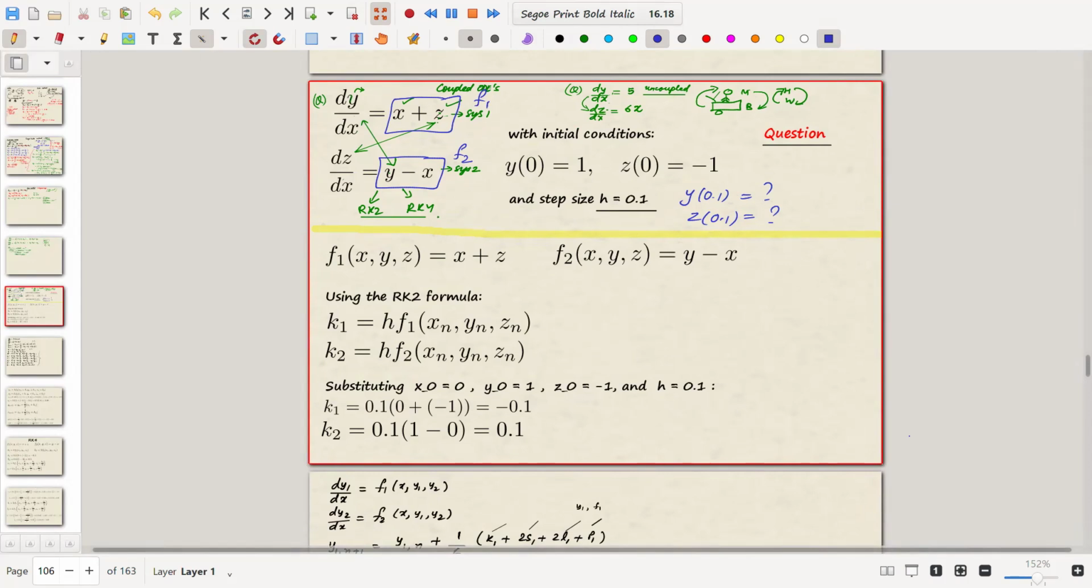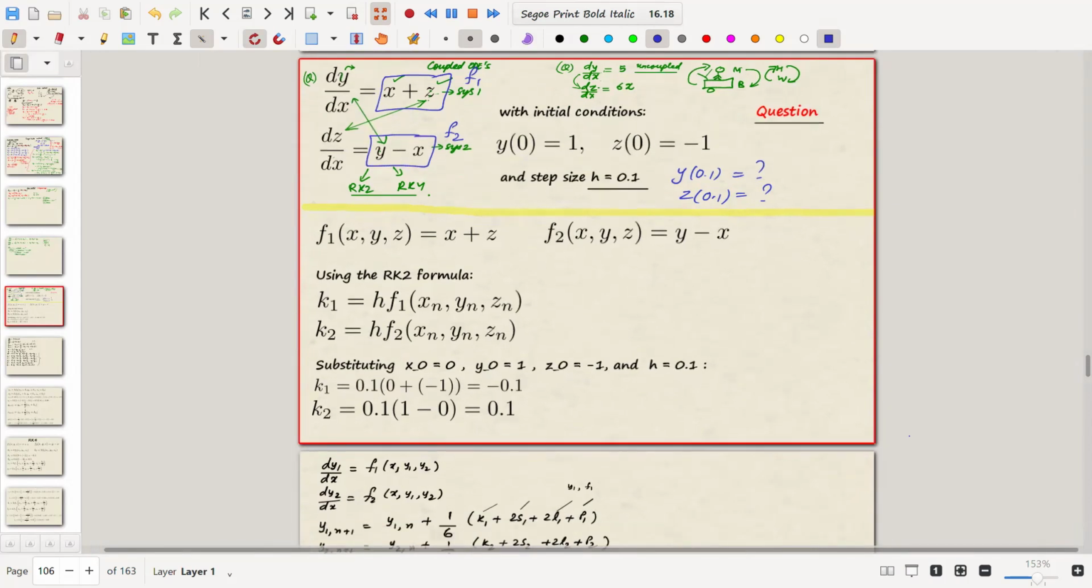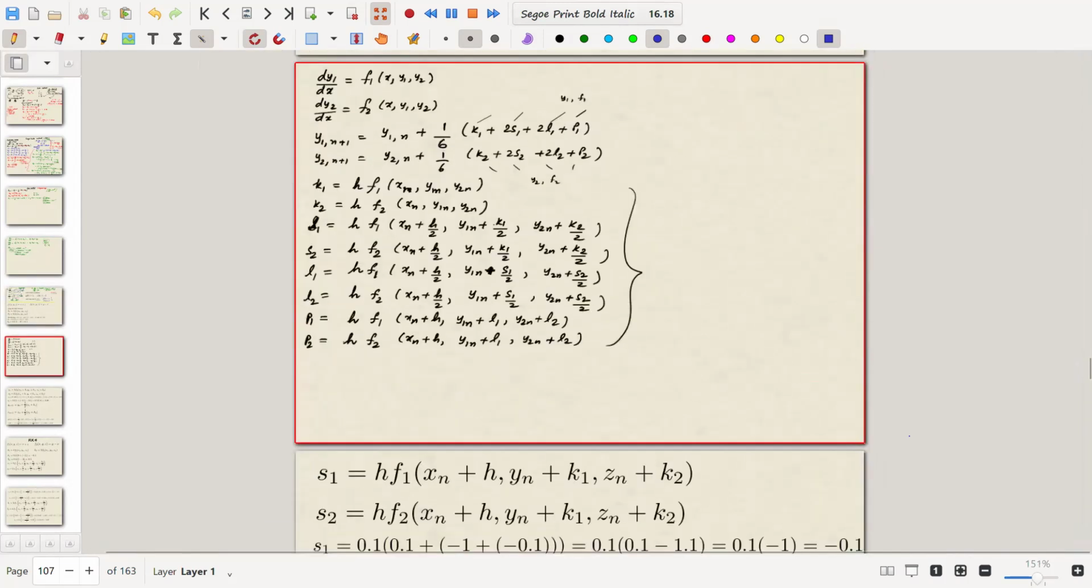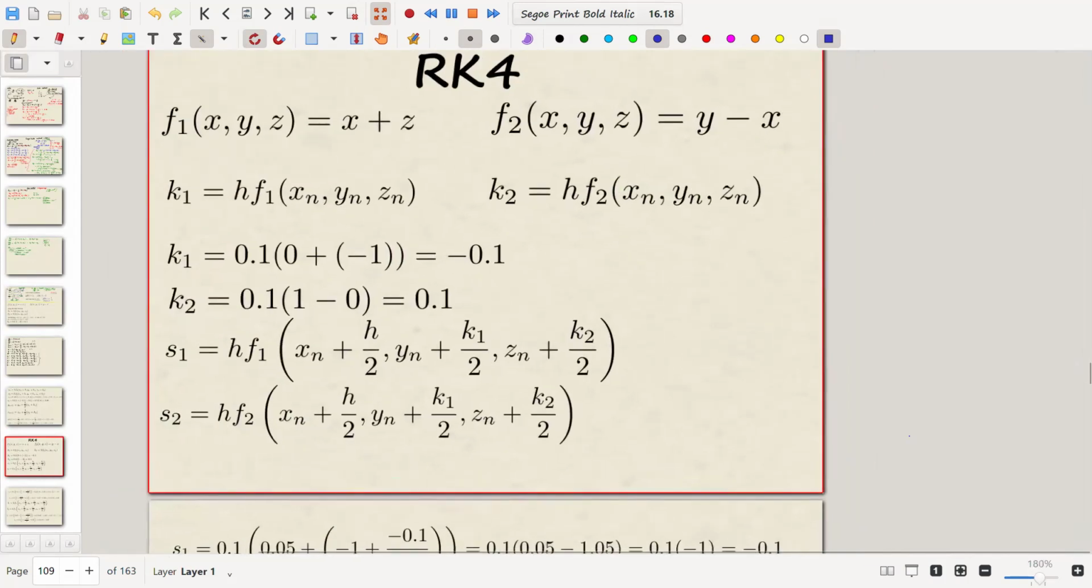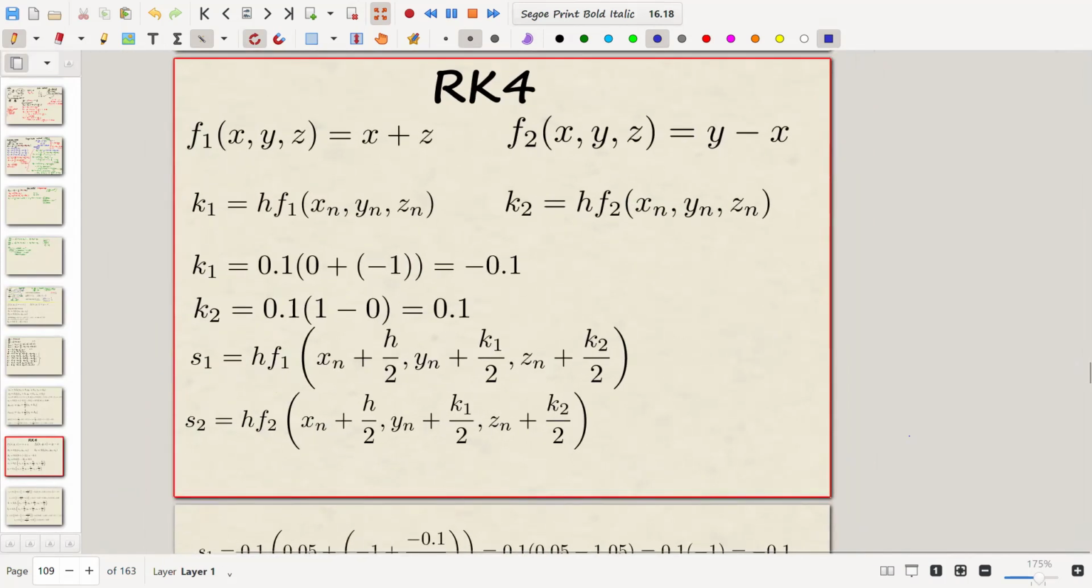Can you find it based on the formula we just wrote? So this is the RK2 formula, which we are not using. We have to just use RK4. So given the question, you already know f1 is x plus z, f2 is y minus x. Okay. Now find k1 and k2.